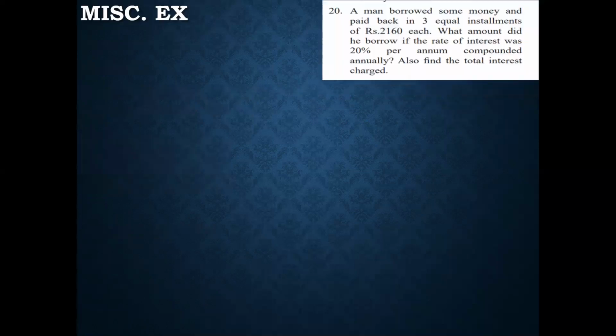A man borrowed some money and paid back in 3 equal installments of rupees 2160 each. What amount did he borrow if the rate of interest was 20% per annum compounded annually? Also, find the total interest charged.